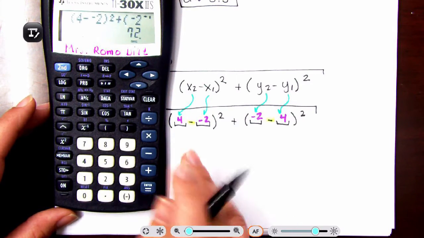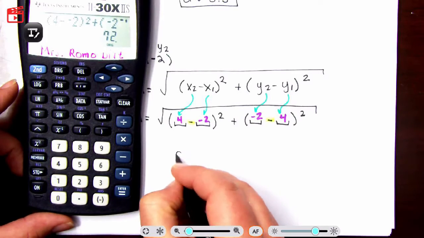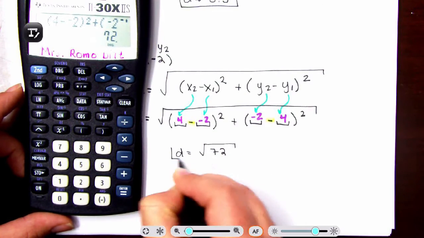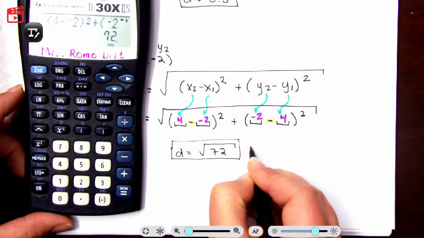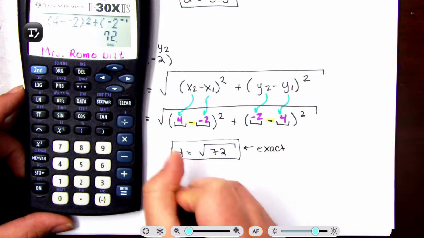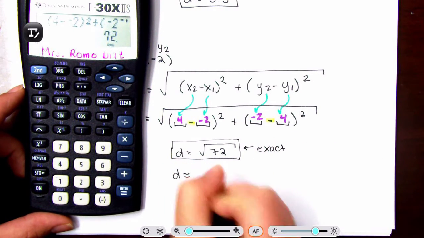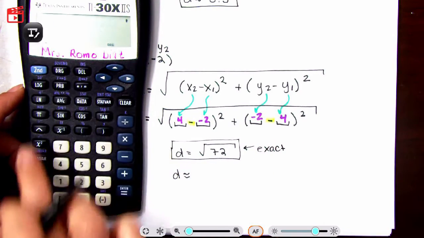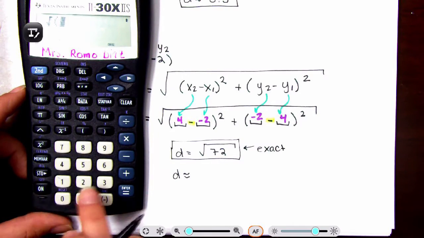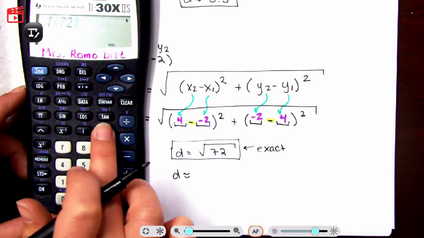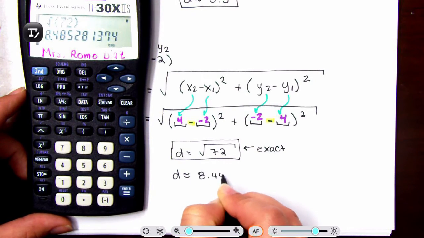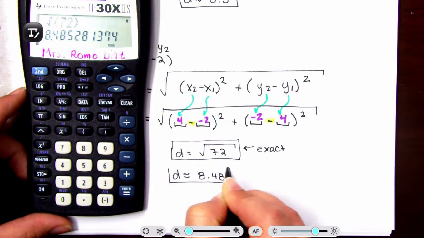Equals, oh, it gives me 72. So d is equal to the square root of 72. Again, this is your exact answer. Maybe you can simplify, but we're not doing that right now. We want to round, so I'm going to square root. So second, press this button right here, and then you're going to write 72, parenthesis, and this is 8.48 for your distance.